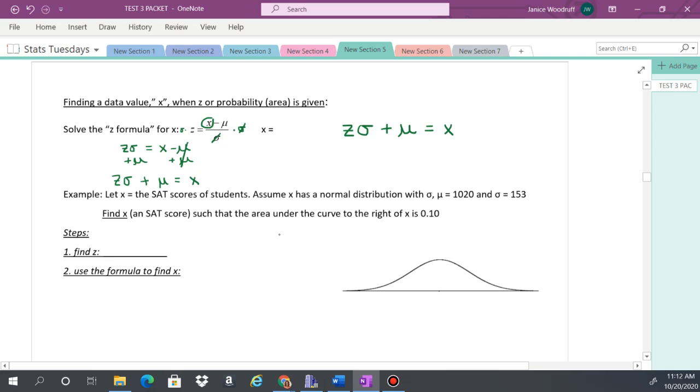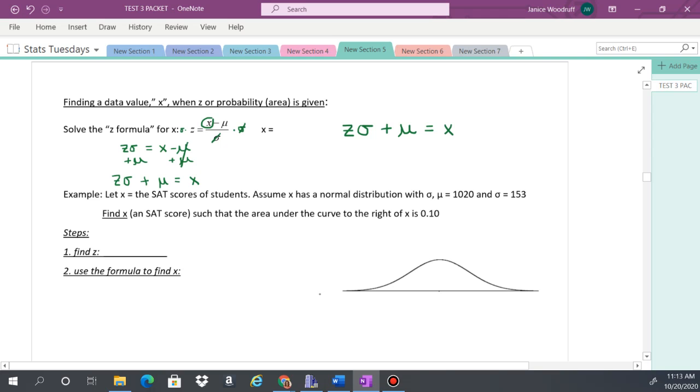Okay, so in that context, let's do this problem here. So let x equal SAT scores of students. Assume that it's normally distributed with a mean of 1020 and a standard deviation of 153. Find the SAT score such that the area under the curve to the right of x is 0.10.